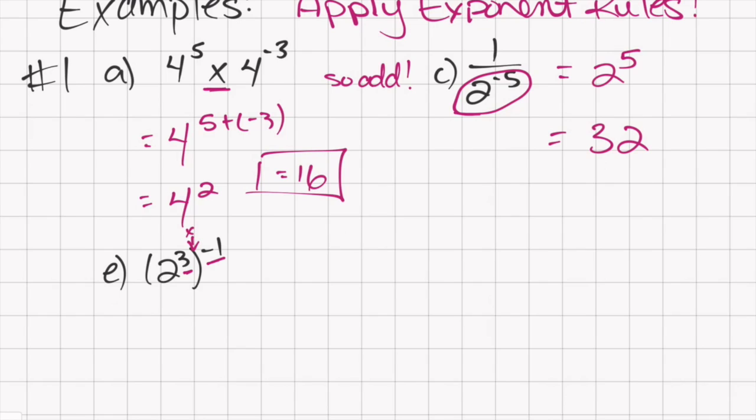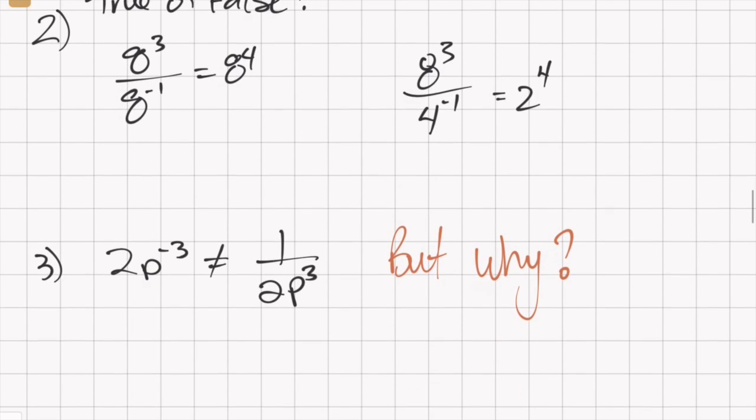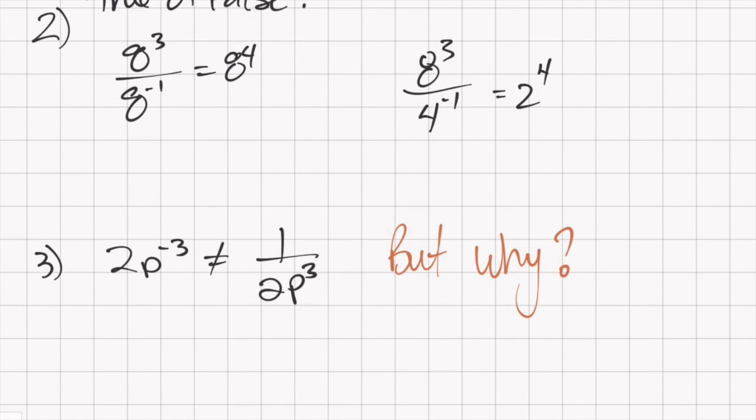All right, so here we have 2 to the exponent 3, and that's inside the brackets, and it's raised to the exponent negative 1. And remember, this is our power of a power rule. So really what we have to do here is we would have the base of 2 raised to the exponent negative 3, because it would be 3 times a negative 1. And because we are raised to a negative exponent, we rewrite it as 1 over 2 to the exponent 3, or 1/8.